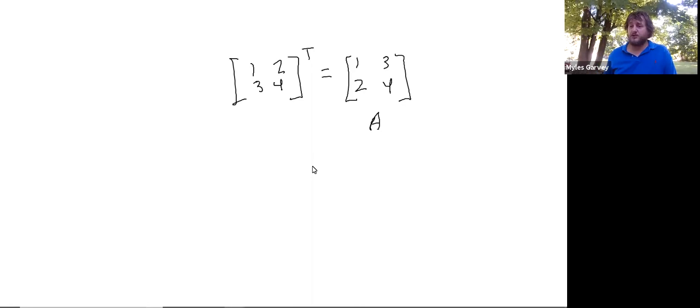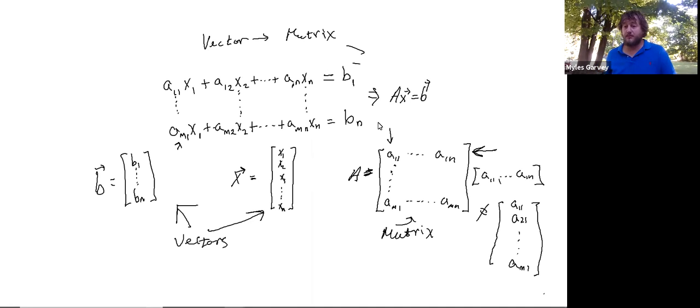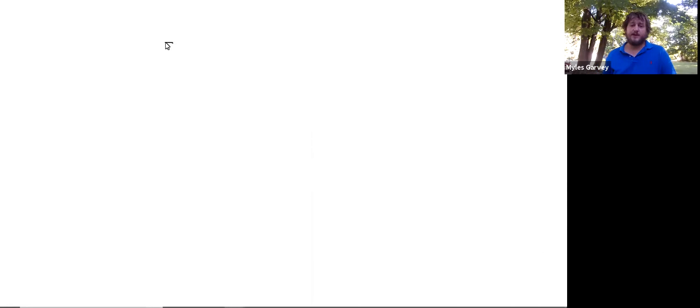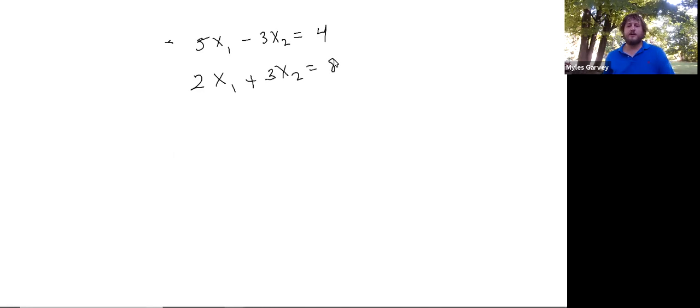So as you can see, matrices allow us to represent, as I've illustrated back here, very complex types of equations in simple form. So for example, if I have 5x1 minus 3x2 equals 4, and 2x1 plus 3x2 equals 8, I can represent this very, very easily.